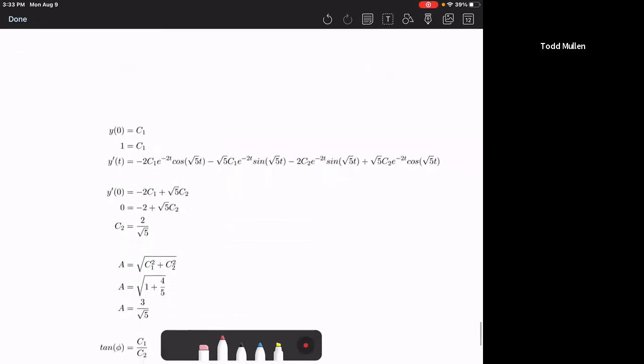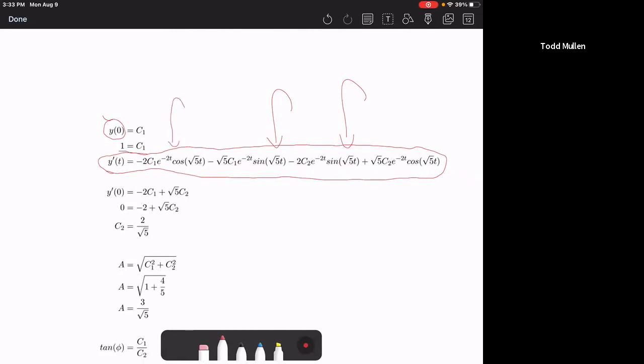Well, let's use our initial values. So when we plug in y of 0 as before, that just gives us c1. So c1 is equal to 1. For the derivative, there's a couple of product rules going on, so we get a lot of terms. But luckily, we get to plug in 0 for t. So these sine ones are just going to disappear. And these e to the 2t's just become e to the 0, so that's 1. So all we're left with is negative 2 times c1 plus root 5 times c2. We decided that this initial velocity was 0, so we get that c2 is equal to 2 over root 5.